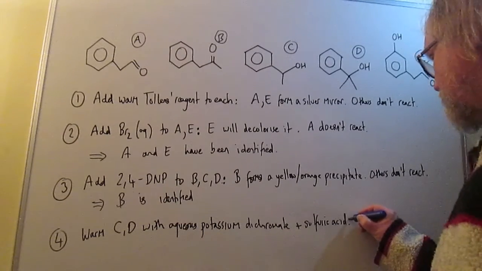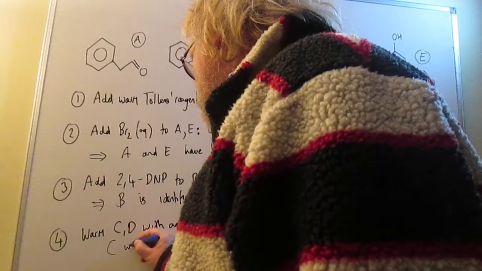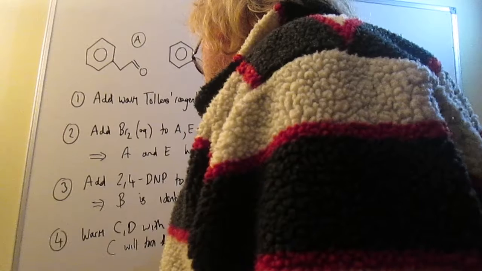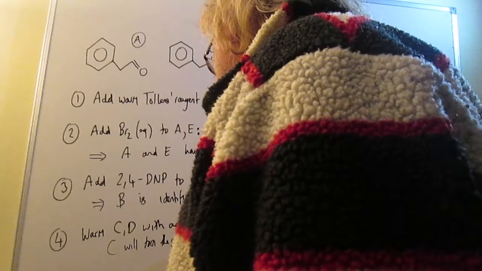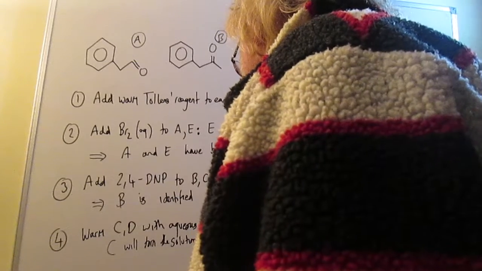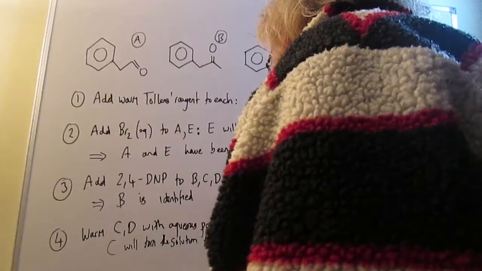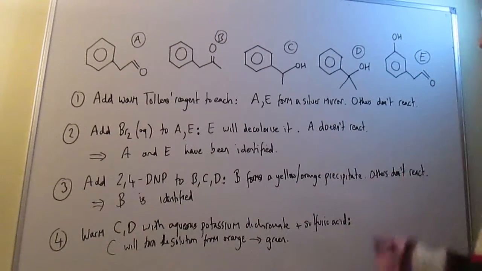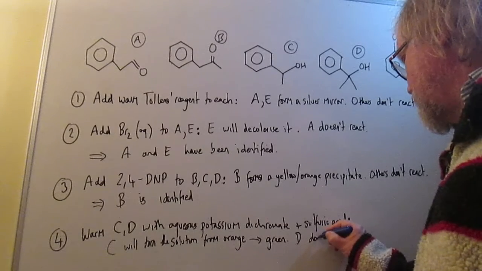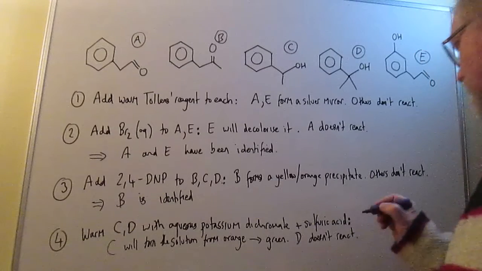So we can say that C will turn the solution from orange to green, which remember is the characteristic colour change with dichromate. And D has no reaction. So D doesn't react. And so that's then it.